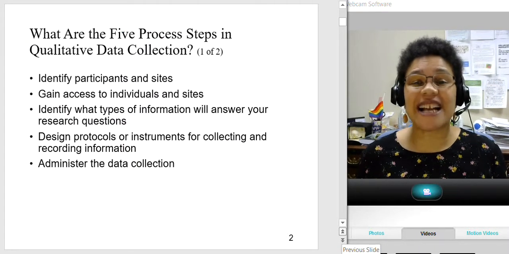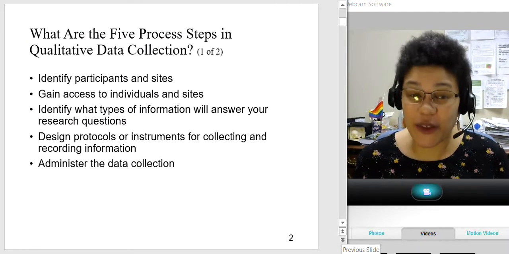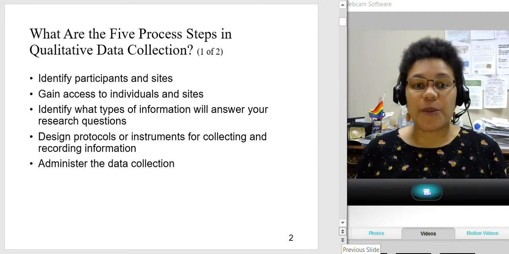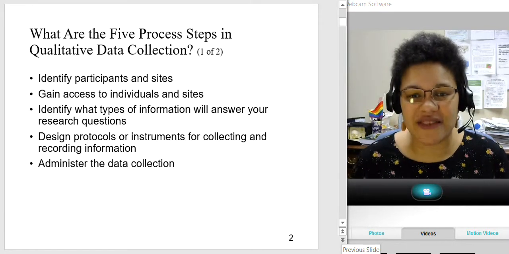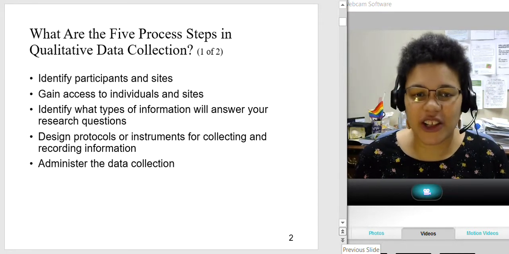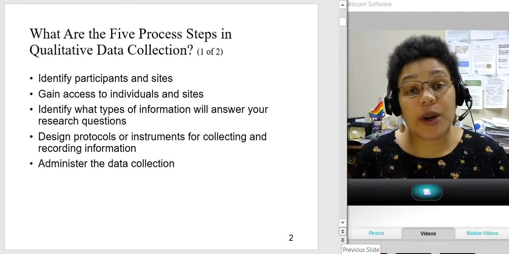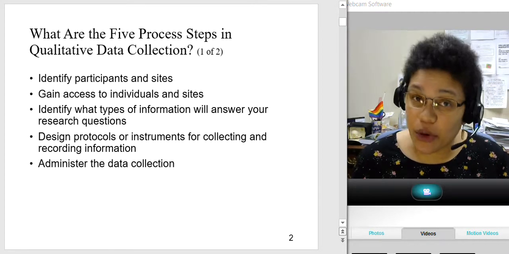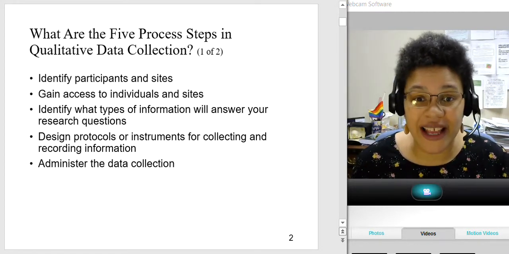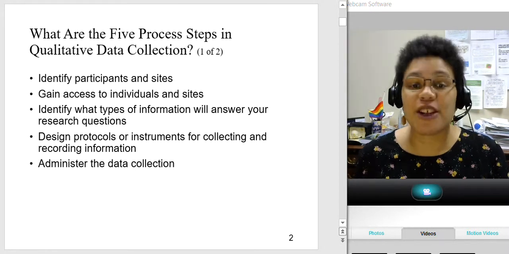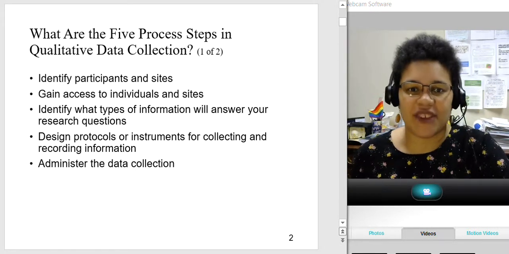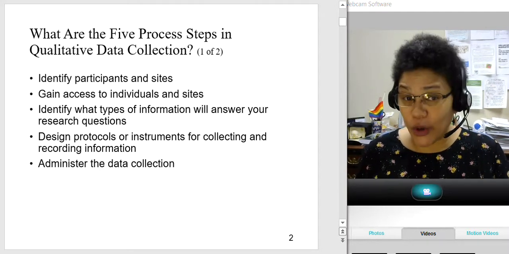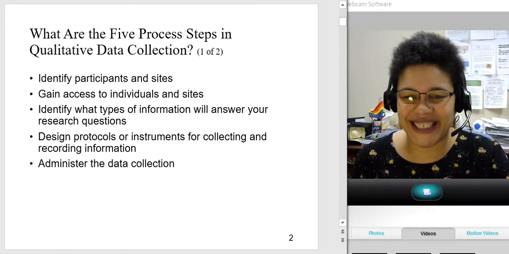So, five process steps in collecting qualitative data. The first thing is to identify the participants and sites. Next, you need to gain access to those individuals and the sites where they're located. You want to identify what types of information will answer your research questions. You want to design protocols or instruments for collecting and recording that information, and then you want to administer the data collection. Usually, you're going to do step 3 and 4 before you do step 1 and 2.